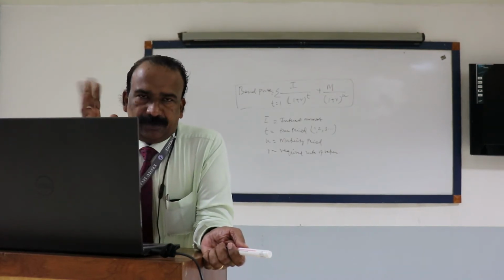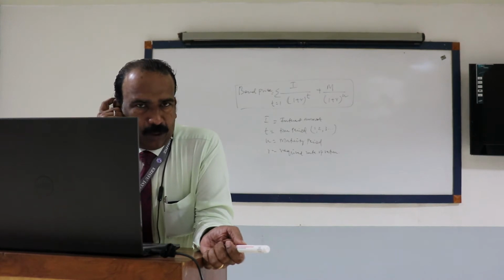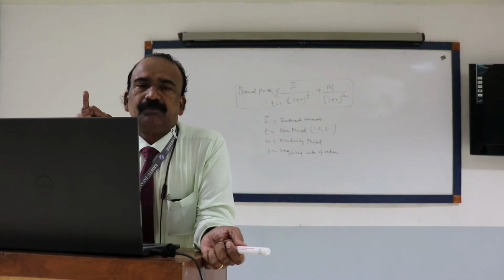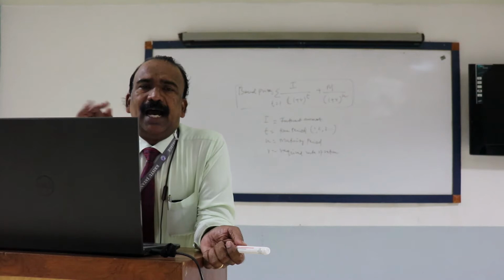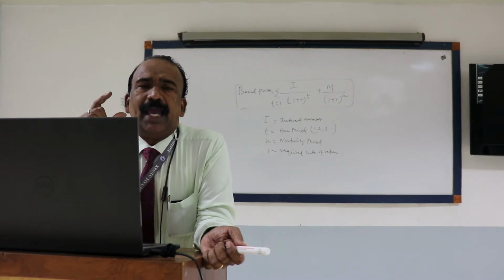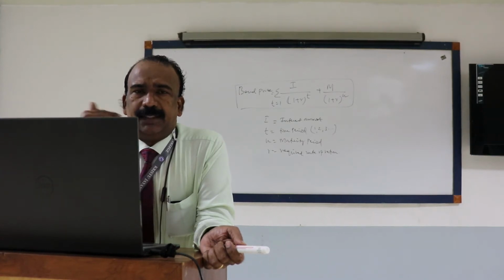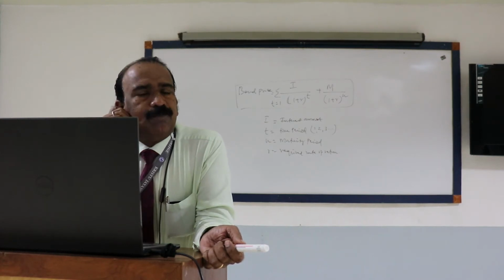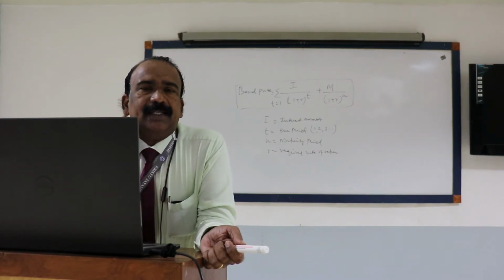So there are five important components to calculate bond price. 1, coupon rate. 2, interest amount, that is I. I is always calculated on the face value of the bond at the coupon rate of interest. M is the maturity value, that is the face value of the bond. Then the required rate of return. These are the 5 important components of calculating bond price.